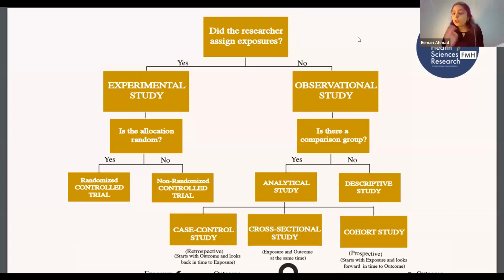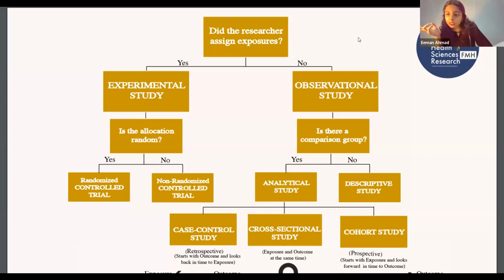Okay. And whenever you look at an article, you can easily understand whether it's randomized or not randomized. And it's usually mentioned in the article as well. Okay, so coming towards observational studies, is there a comparison group? If there is not a comparison group, it is a descriptive study. We will be looking at different kinds of descriptive studies in the next few slides.